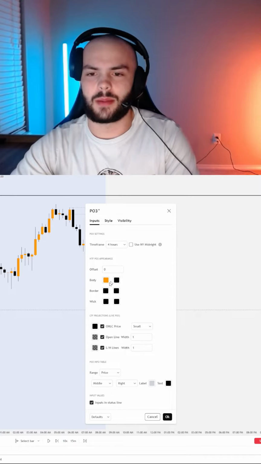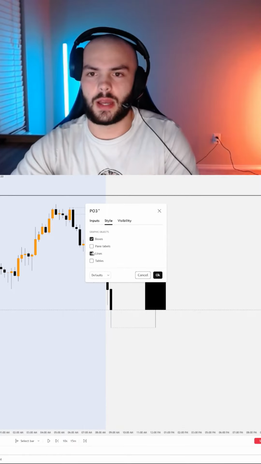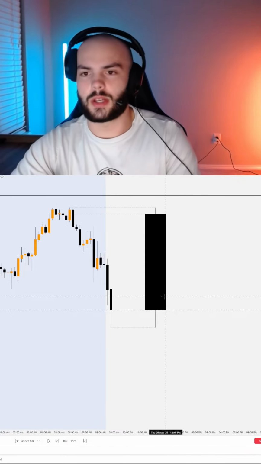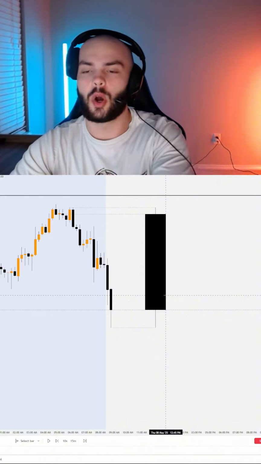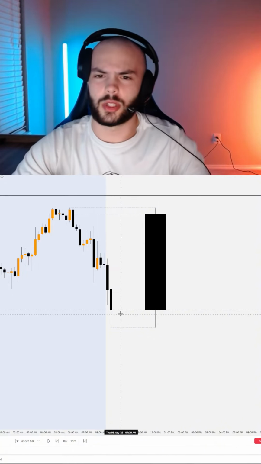So you want to have the 4-hour time frame, obviously match the colors to your chart, and then style, I just have the lines and boxes on. So that's going to help you better see that new 4-hour candle at 9 a.m. or 1 p.m. opening up, so you can form a trade.